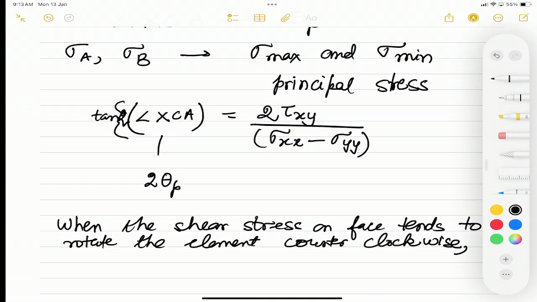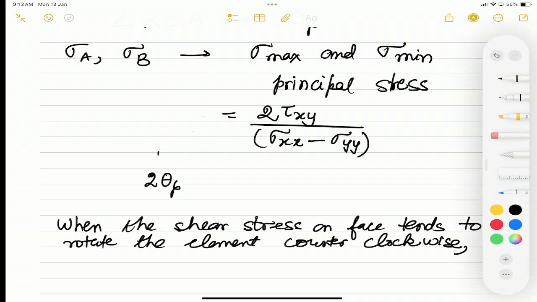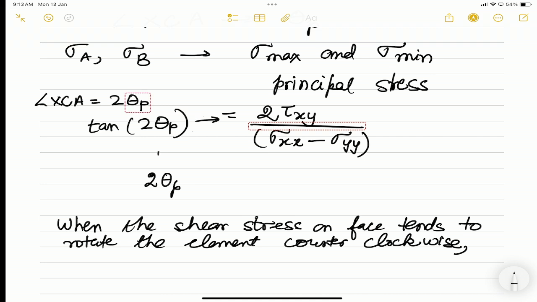Let me fix this, one minute. Let me just put it correct. Okay, angle, I've made some goof up. Let's correct this. Angle XCA is equal to 2 theta p, and tangent of 2 theta p is equal to this. I think what I said there was a slight error, but this is correct now.